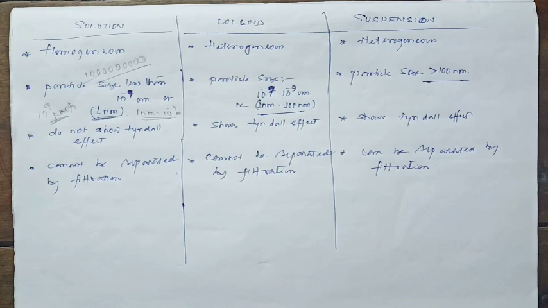Particle size range: in the range of 1 nanometer to 100 nanometer. So in case of colloids, the particle size is more than 1 nanometer but less than 100 nanometer. In case of a suspension, the particle size is more than 100 nanometer. Because the particles are more than 100 nanometer, in the case of a suspension, we can see the particles even with a naked eye.